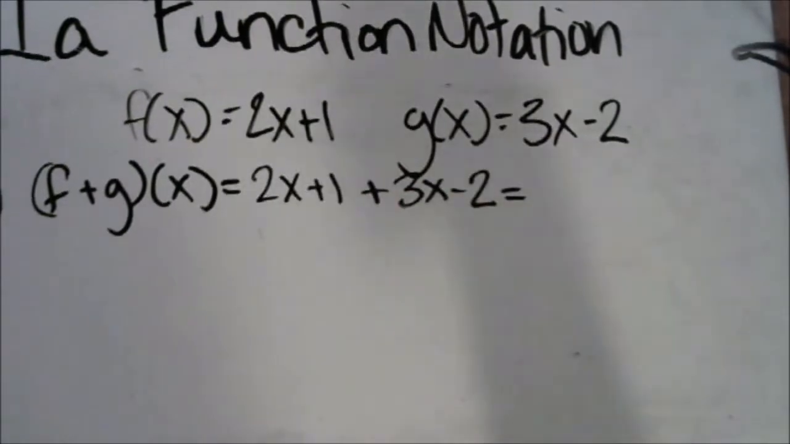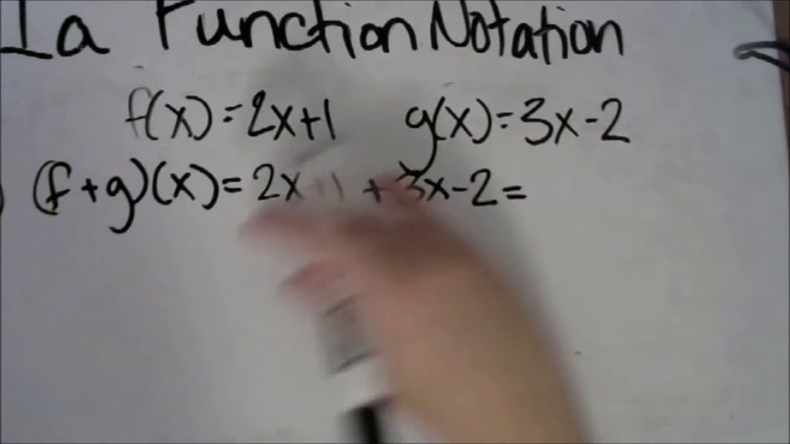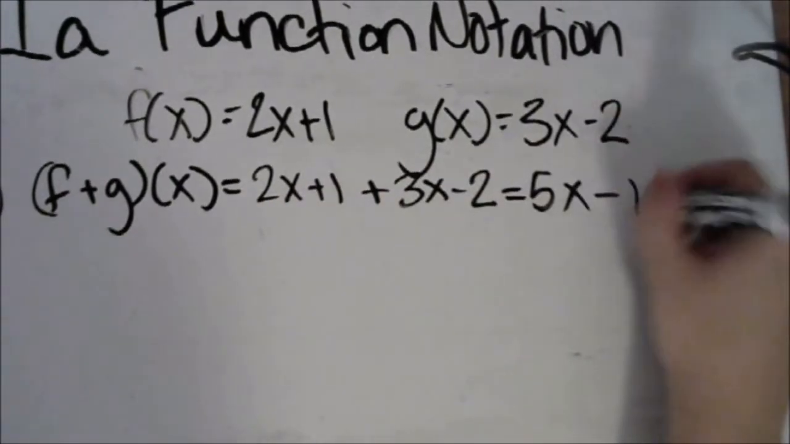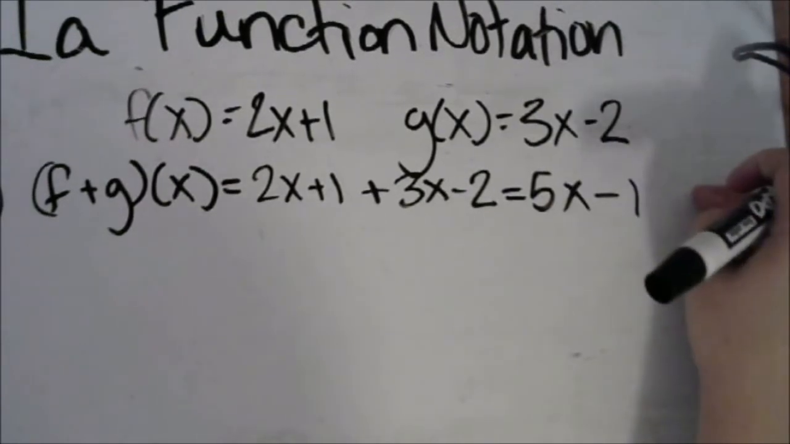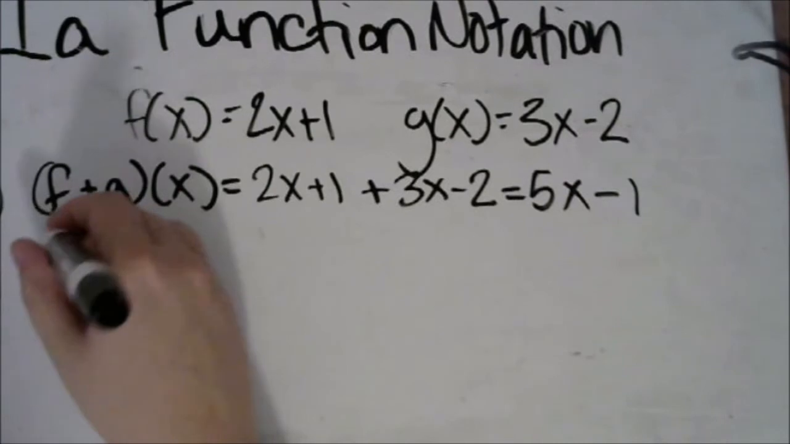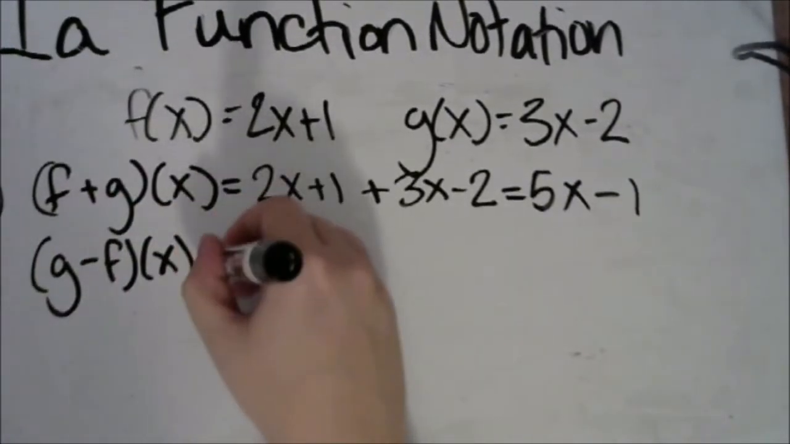When you're doing this, you want to simplify the function as completely as possible within your knowledge. So 2x plus 3x is 5x, positive 1 with negative 2 is negative 1. And my answer to part A is 5x minus 1. B is the same or similar concept, except it's subtraction, which means we need to pay attention to our positives and negatives.